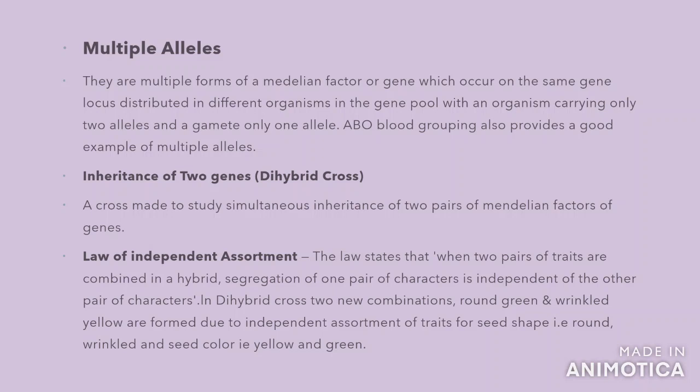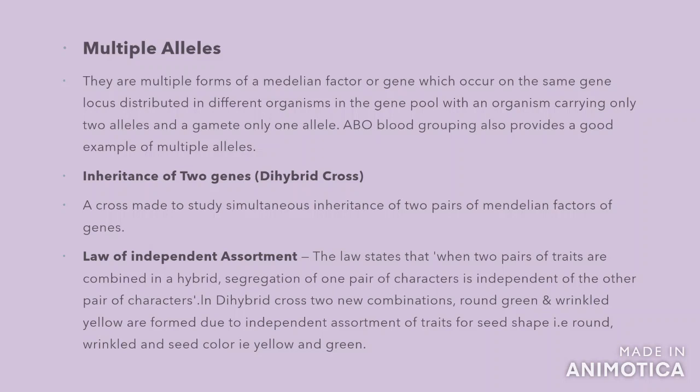Inheritance of two genes, dihybrid cross. A cross made to study simultaneous inheritance of two pairs of Mendelian factors or genes. Law of independent assortment. The law states that when two pairs of traits are combined in a hybrid, segregation of one pair of characters is independent of the other pair of characters.